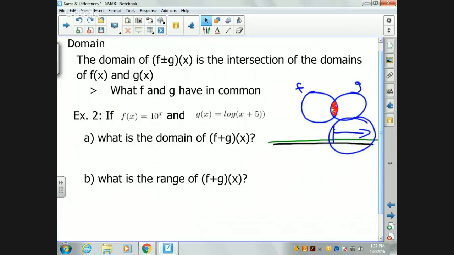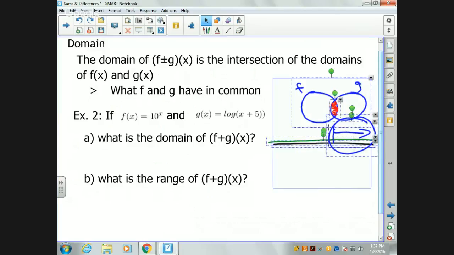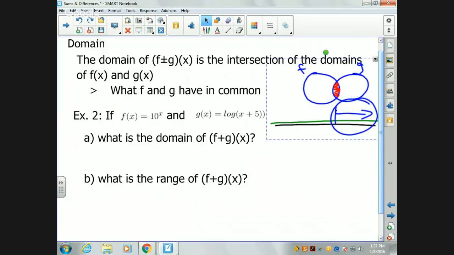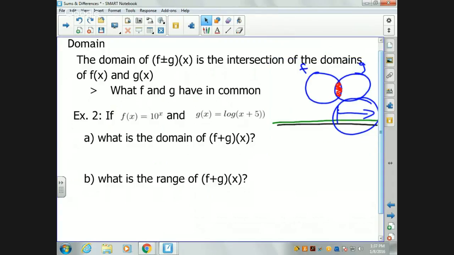So in this case, we have an exponential function and a logarithmic function. I'm just going to move this out of the way so I can draw some more. I'll let you guys catch up.